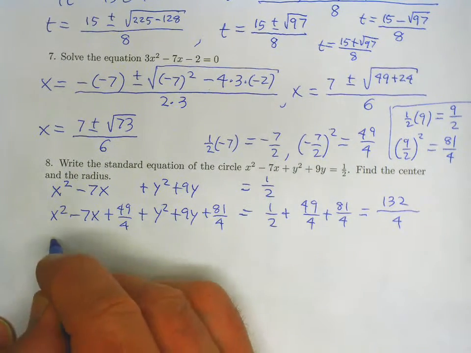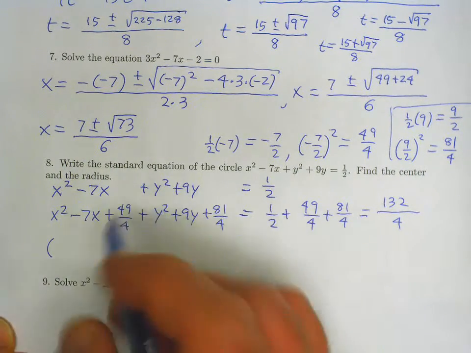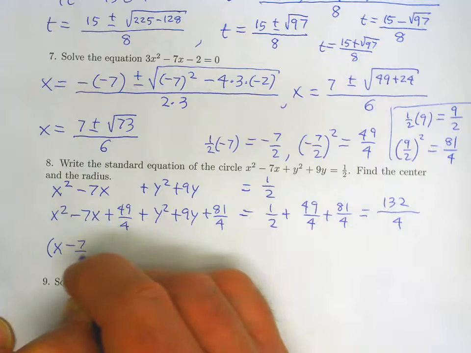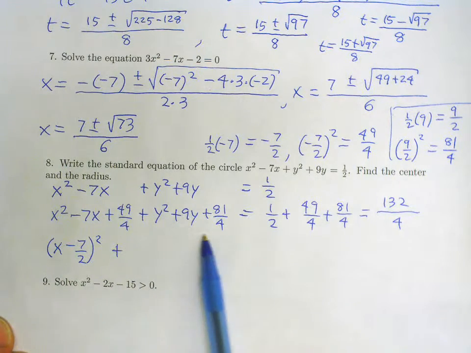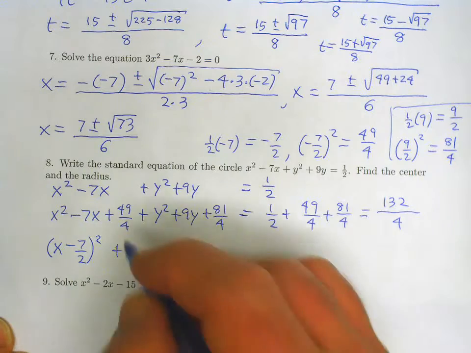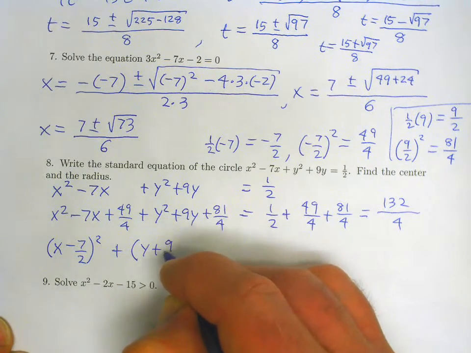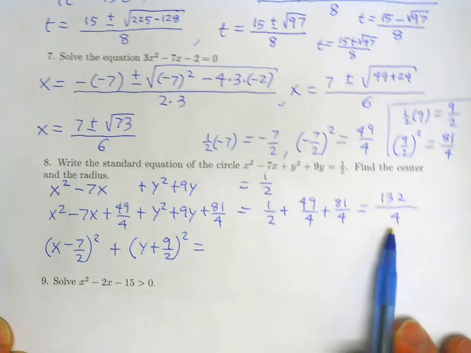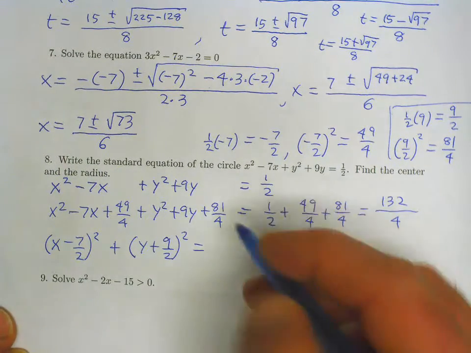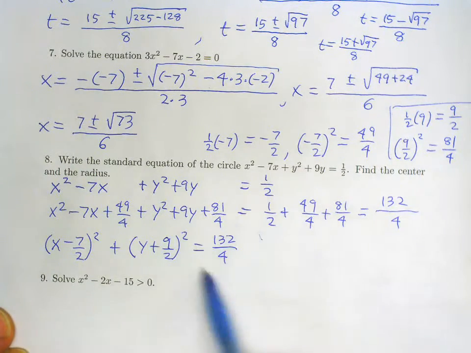Okay, so the standard equation, x squared minus 7x plus 49/4 is x minus 7/2 squared. And then plus y squared plus 9y plus 81/4. That's the same as squaring the binomial y plus 9/2. And the right-hand side is 132/4. This is the radius squared.